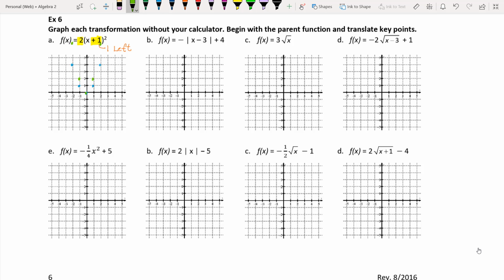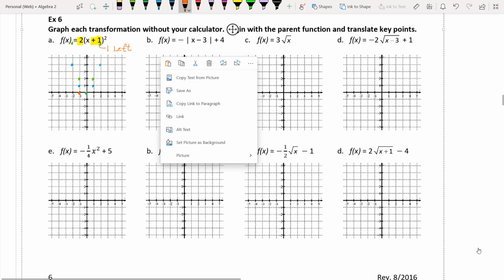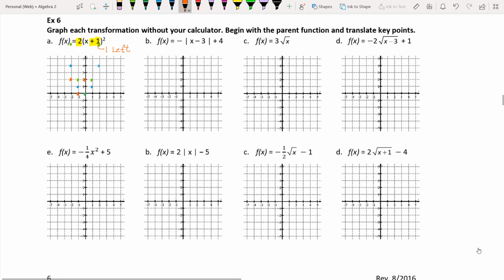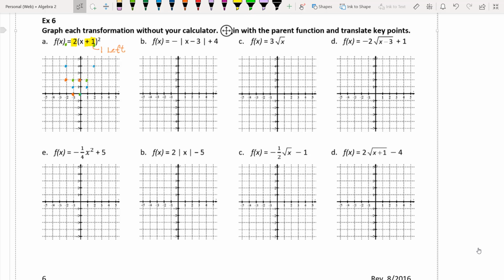And then I want to move all those green points 1 to the left. So this is going to be my final. 1 to the left of the vertex, right there. Each green point moves 1 to the left. So all I got to do is take all those green points and move them all 1 to the left. And that's it. It's that easy.